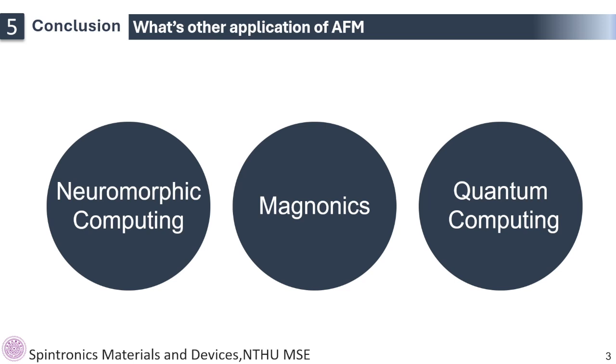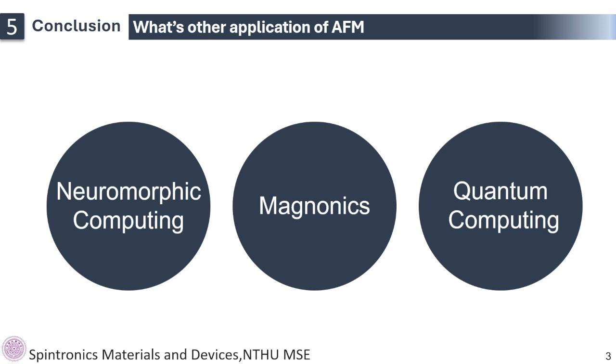And the second one we call magnonics. In magnonics, spin wave devices use magnets to transmit and process information, and it's an ultra low power information technology. With AFM material, we can propagate spin waves much faster than with traditional FM materials due to its faster spin dynamics we mentioned before.